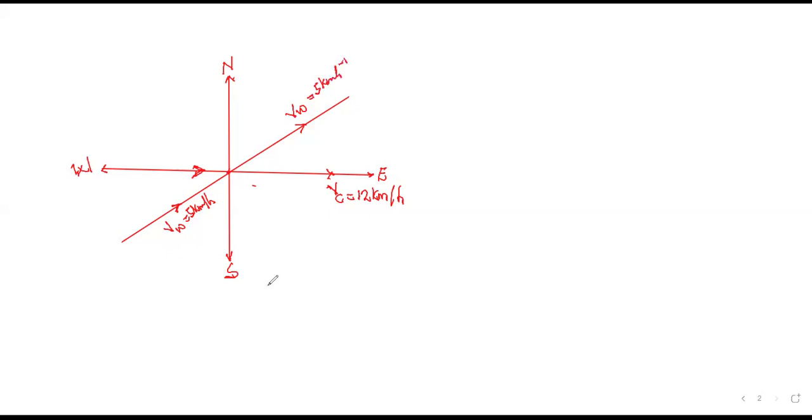Then we are told to find the velocity of the wind relative to the cyclist. So V of wind relative to the cyclist is V of W plus the negative velocity of the cyclist. It means that to get the relative velocity, we must negate the velocity of the cyclist. We must negate it, so this is minus VC.